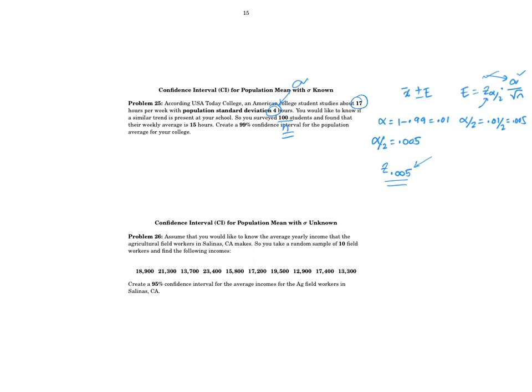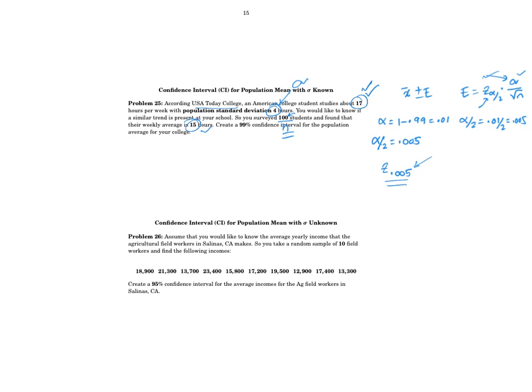Okay, sorry, this is the population claim. X bar is 15, because remember, x bar is the sample mean that came from the sample of 100 students that you surveyed here. This is the number that USA Today College reported. That's for the nationwide.